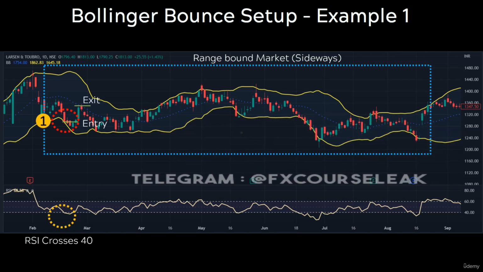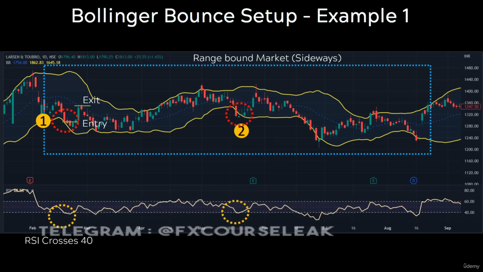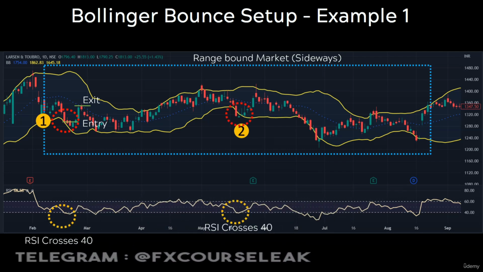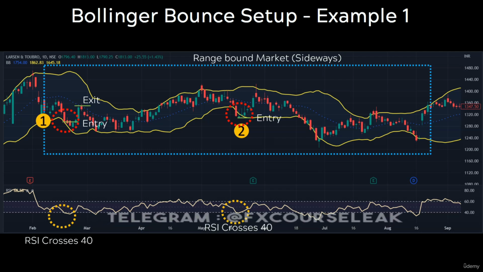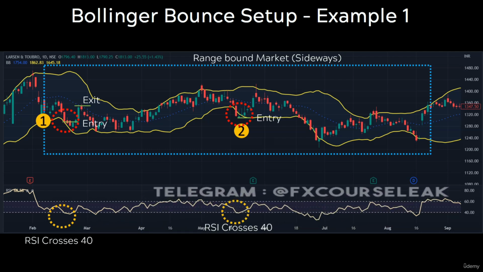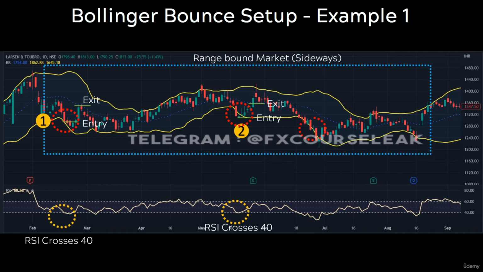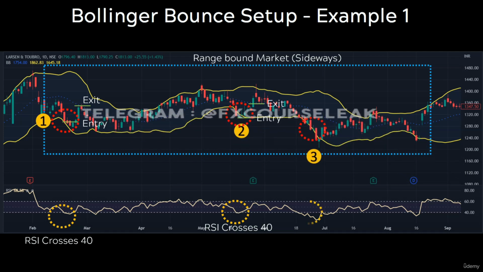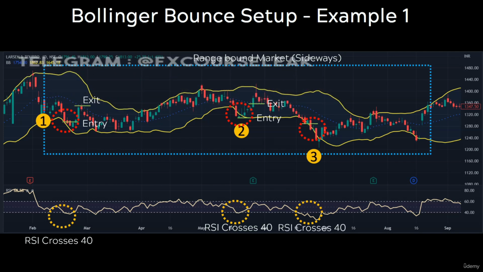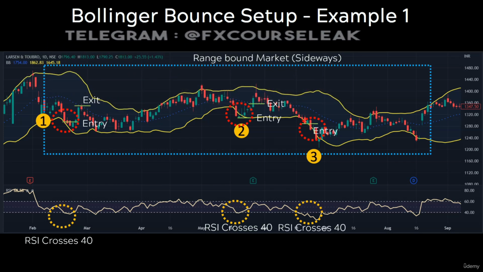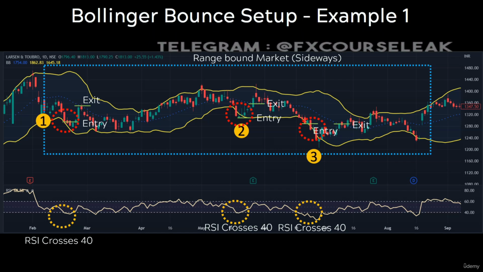Then next we get another long entry here, that is at position 2. Here also the market was in sideways movement and RSI was below 40. And we get our target at this mid-moving average here. Then we get another long trade opportunity satisfying our rules at position 3. Here also the market was in sideways movement, RSI was below 40, but as you can see, price moved further down and we ended up with no profit, no loss in this trade.